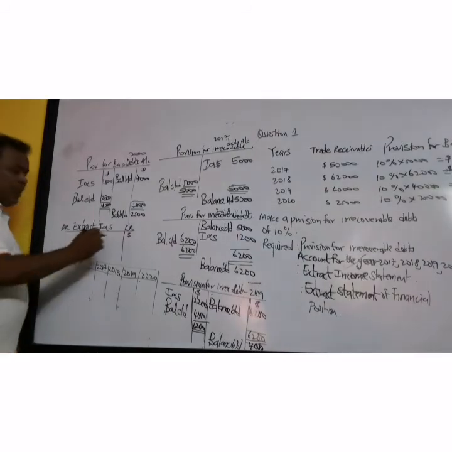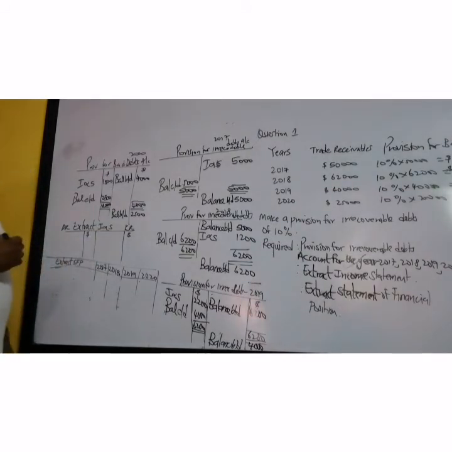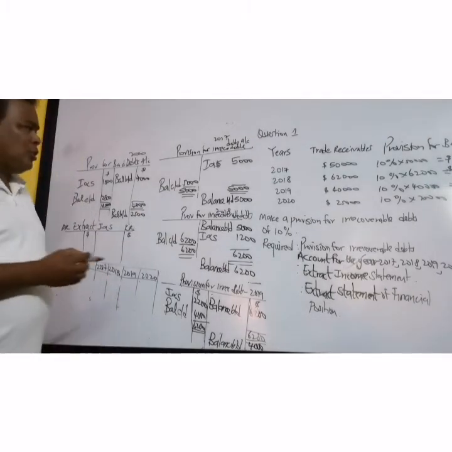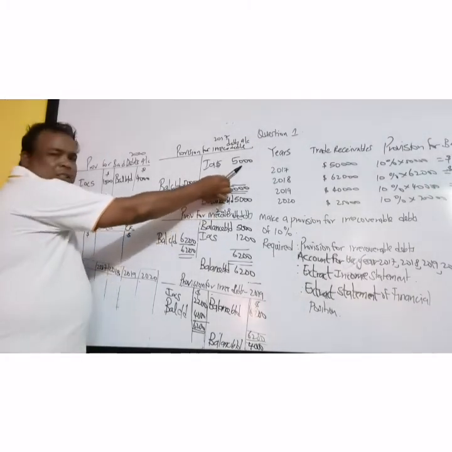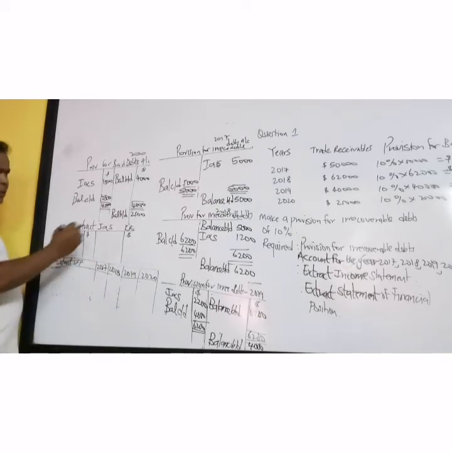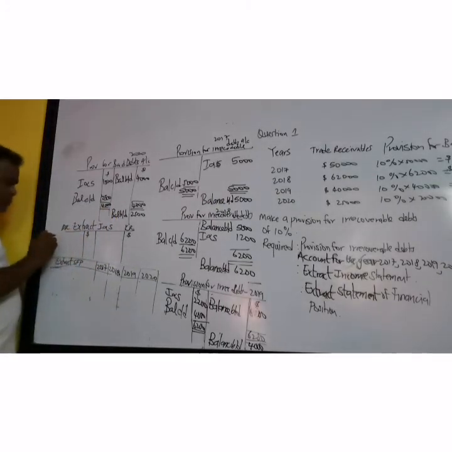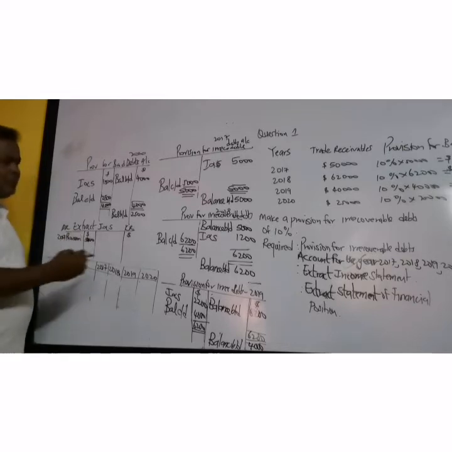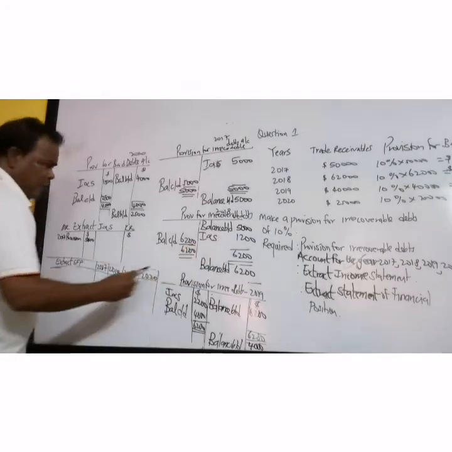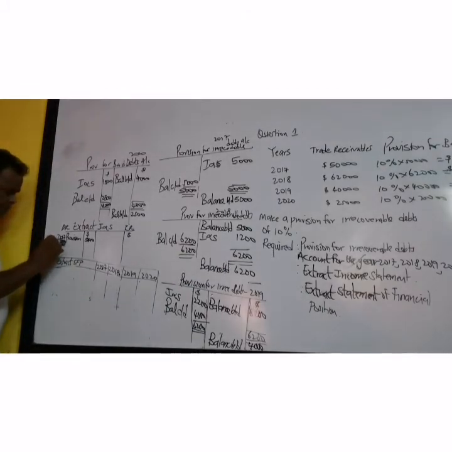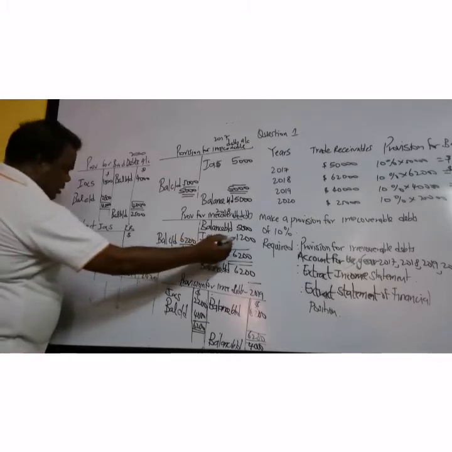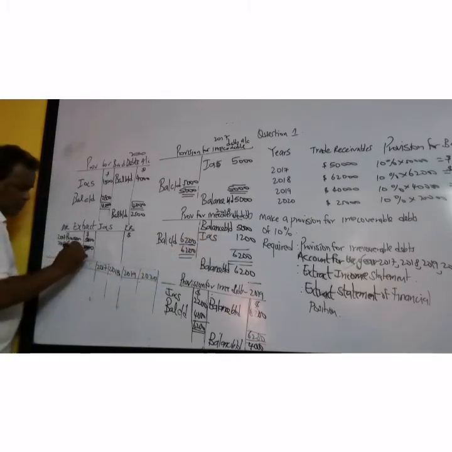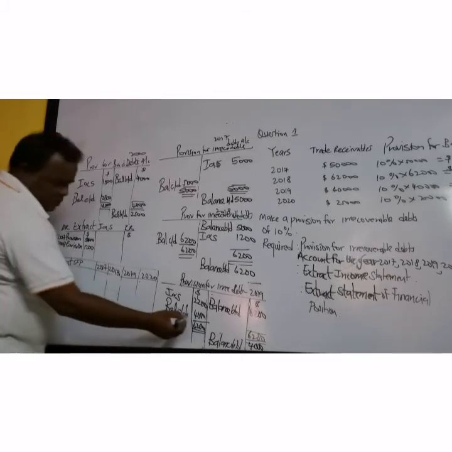And then we have to prepare the extract from the income statement, how it will appear in the income statement. The income statement entry for the first one is on the credit side, and then it will be recorded on the debit side. Provision, which year? 2017. We write down provision for bad debts, how much? 5,000. And then the second one, income statement on the credit side, again it will be on the debit side, 2018, this will become how much? 1,200.